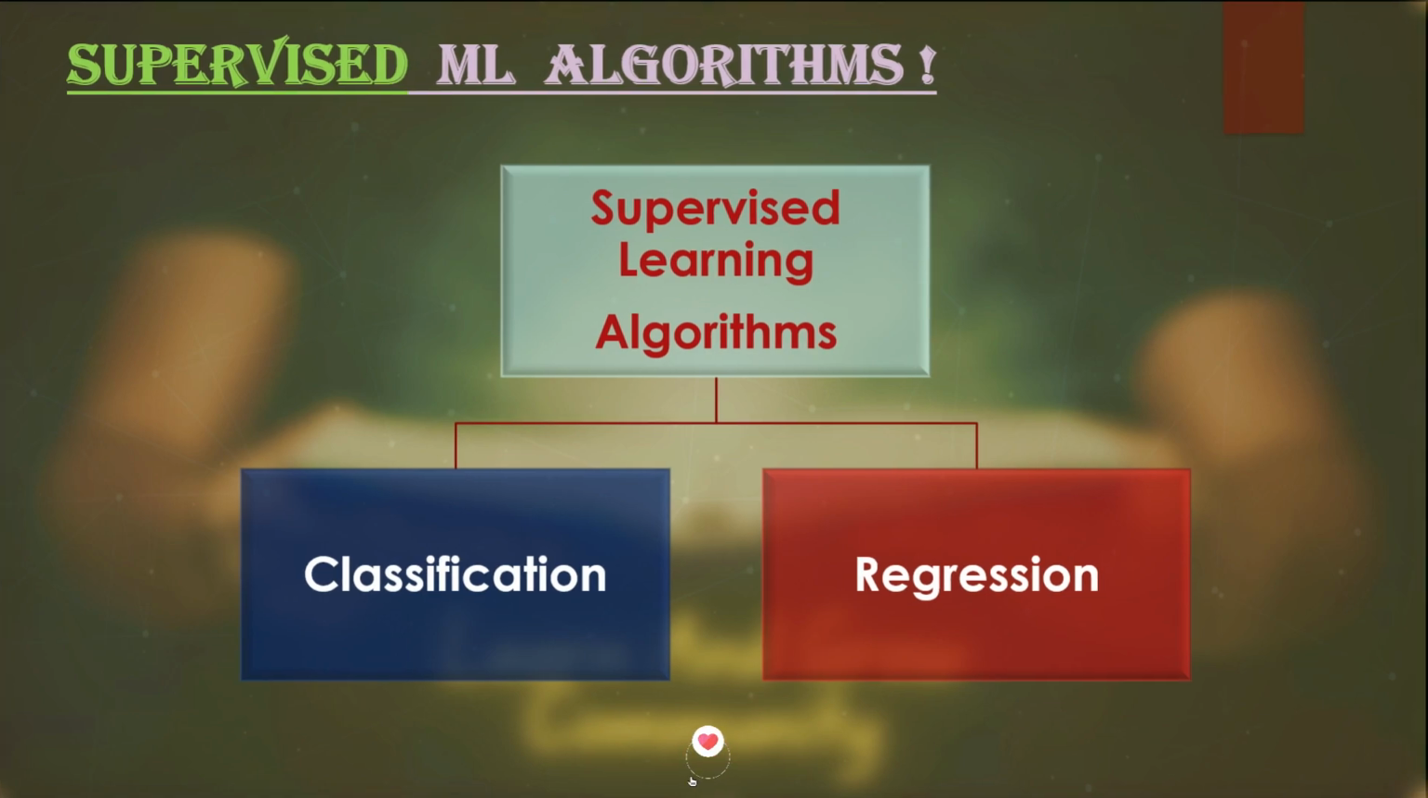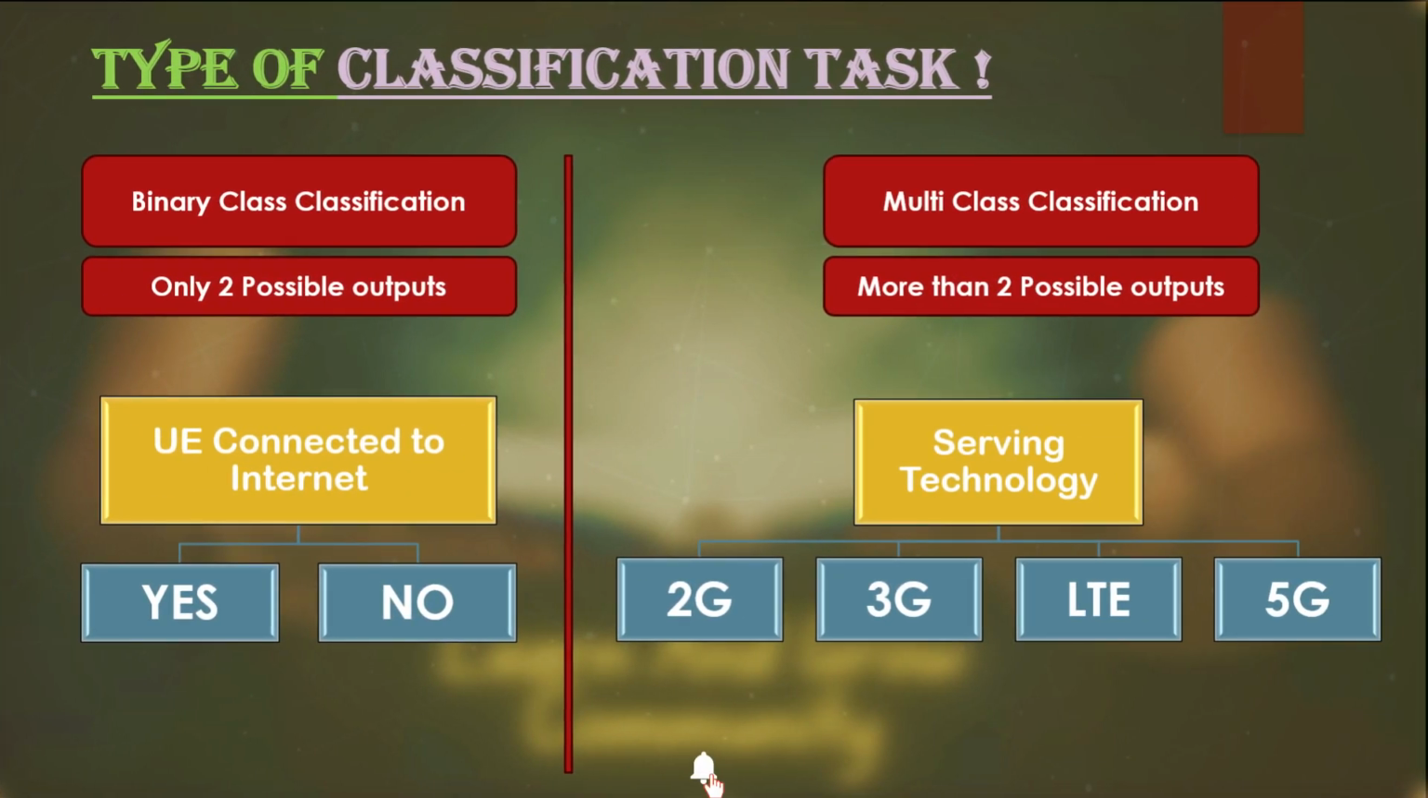Now, based on the prediction types, supervised learning is further categorized into classification task and regression task. So first we will start with the classification task. Classification tasks are used where the output can be classified in some finite classes. This is further subdivided into binary class classification and multi-class classification. Let's understand with some examples. Binary class classification has only two possible outputs like yes or no and true or false. Or you can say either the output can be this or that. Means only two possible outputs.